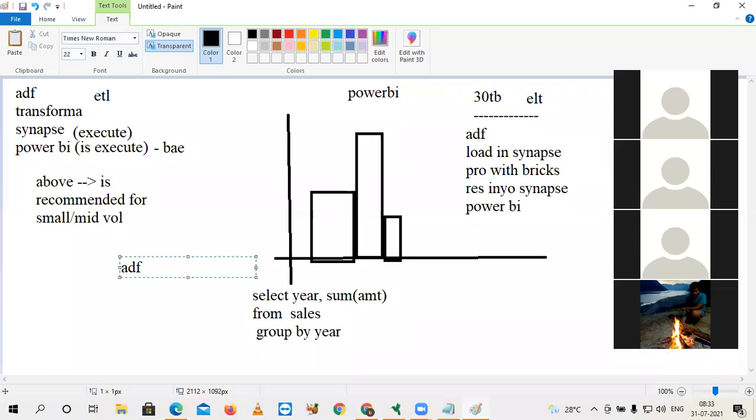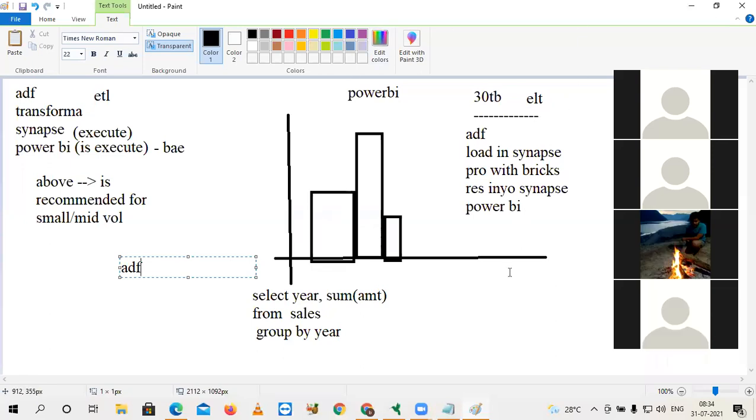Transformations happen. So your question is a very valid question. The transformation query will not be executed by the source databases. That will be executed by the ADF pool only. But if the volume is bigger, if you allow ADF to execute the transformation, again there is high latency. That's why we do ELT.